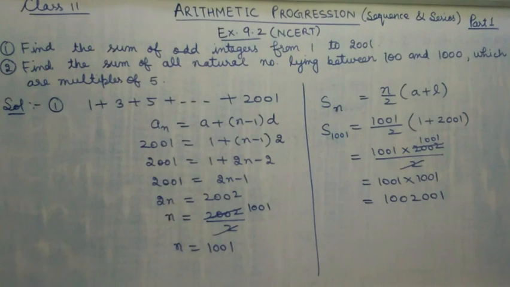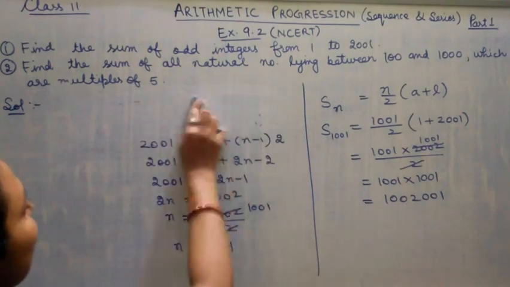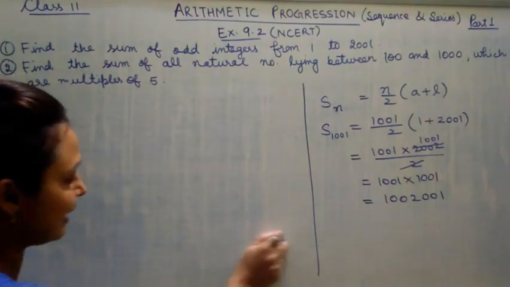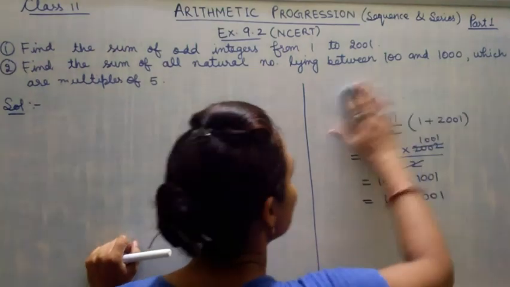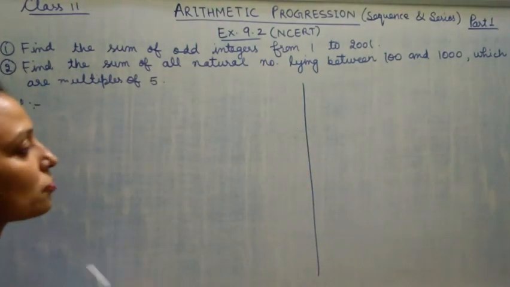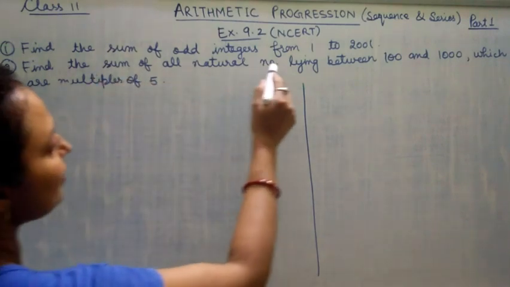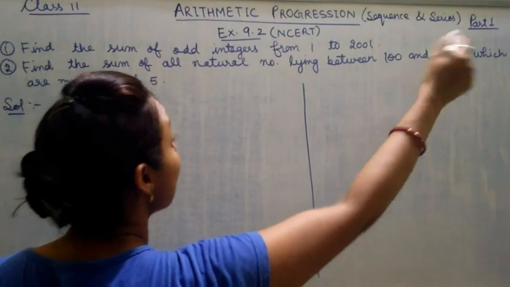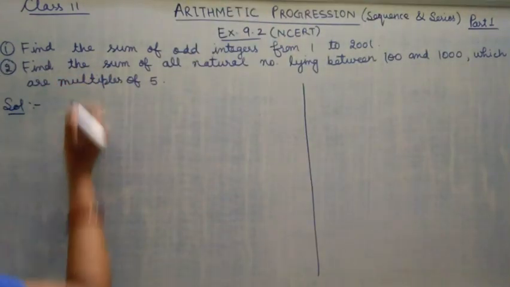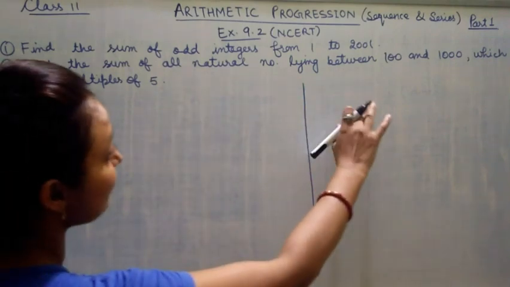Now come to question number 2. How can we solve question number 2? That is also very simple like this question. You all have done it in class 10. So I will solve this question because I want to make your flow for solving AP questions. Find the sum of all natural numbers lying between 100 and 1000 which are multiples of 5. So you have to find the natural numbers which are multiples of 5, between 100 and 1000.